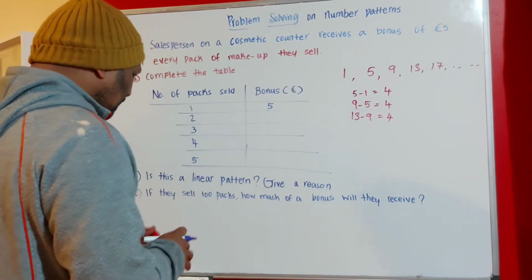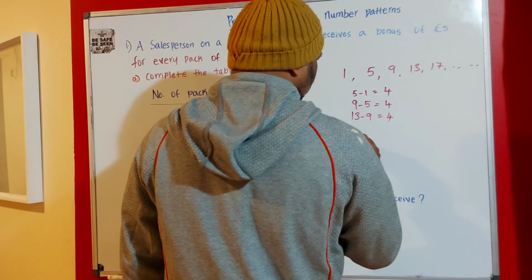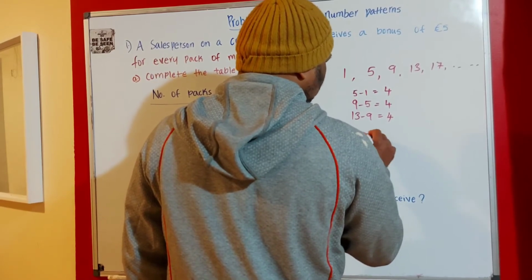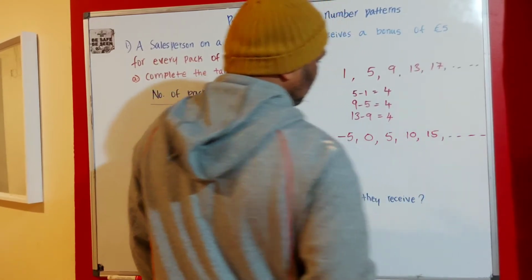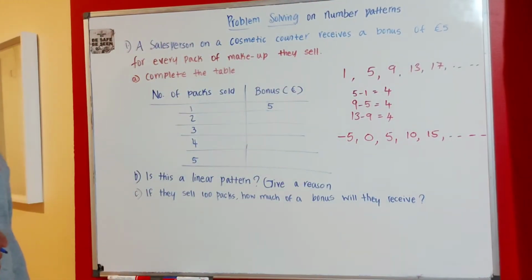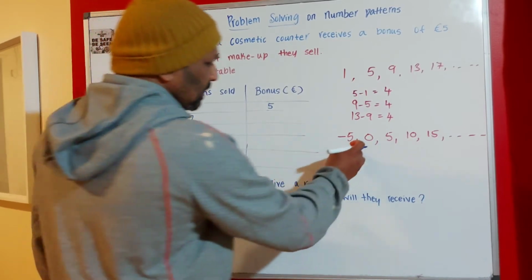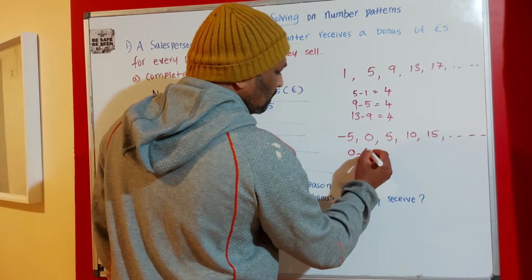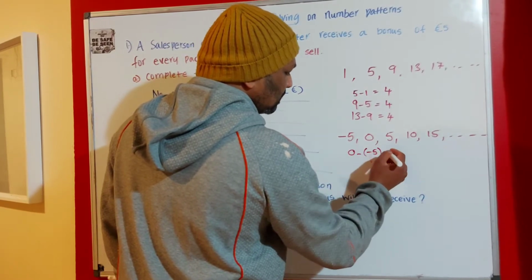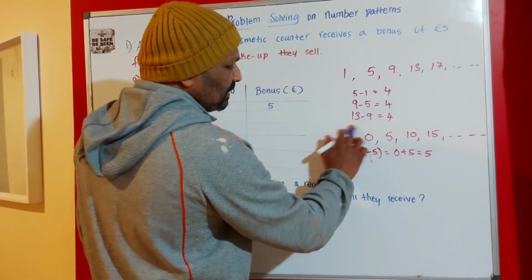I'm going to give you another series, for example, minus 5, 0, 5, 10, 15, and so on. Is this an arithmetic series? Yes, it is. The reason is the difference between the first two terms: 0 minus of minus 5 is equal to 0 plus 5, which is equal to 5.